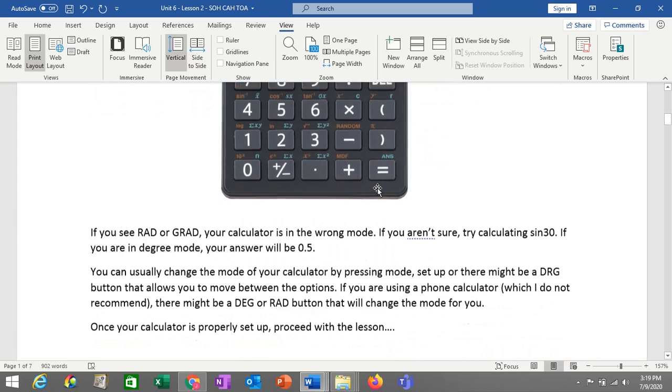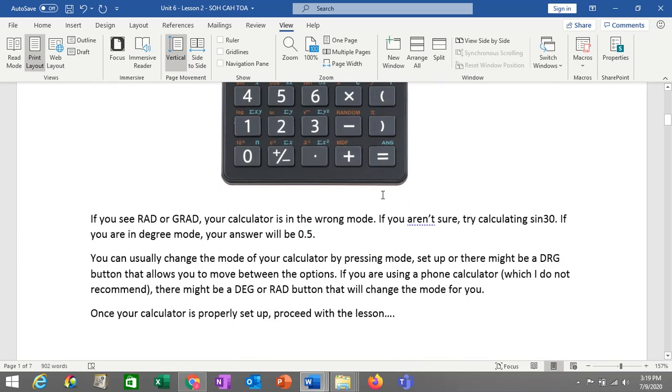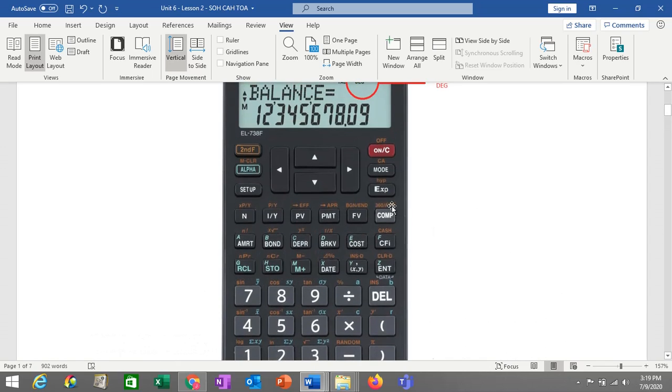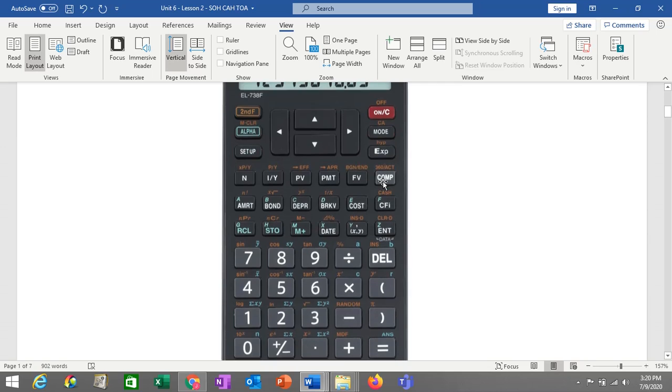What if you don't have that, or you're still not sure? A basic test you can do is try calculating sine of 30. So put 30 in, hit sine. Does this calculator have a sine? I really hope it does. I'm assuming it does because it has degrees here, but I'm not sure where the sine is.